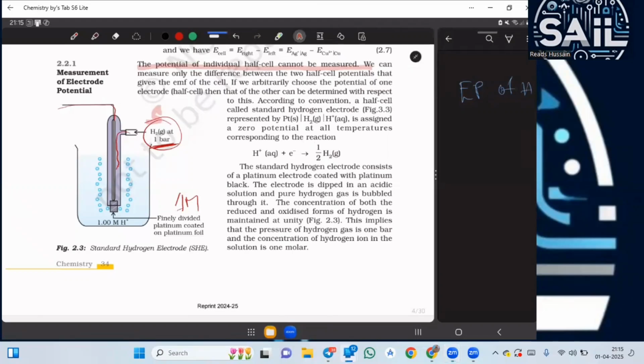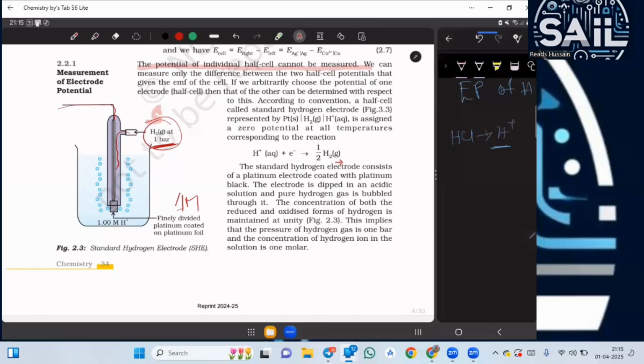See here, this is the standard hydrogen electrode. This is the arrangement. Here, this is HCl of concentration 1 M. So, what is this equation here? This equation is nothing but H plus ions. You try to understand H plus ions. From where are we getting these H plus ions? These H plus ions belong to the HCl solution. The HCl solution has H plus ions and Cl minus ions. So these H plus ions gain one electron and become half H2.